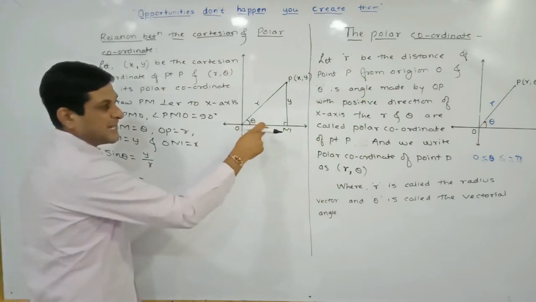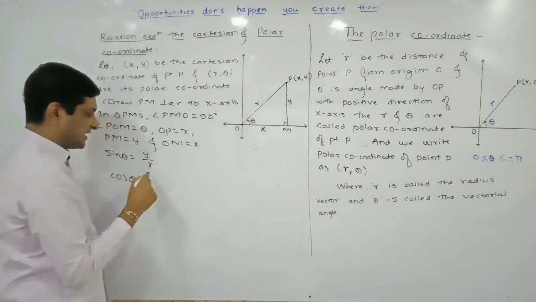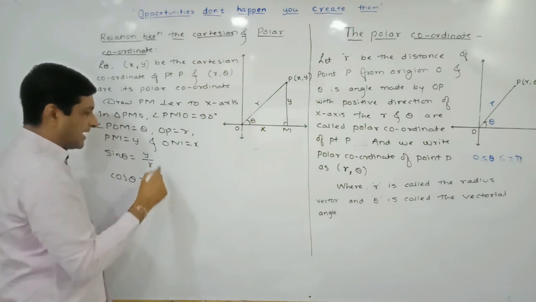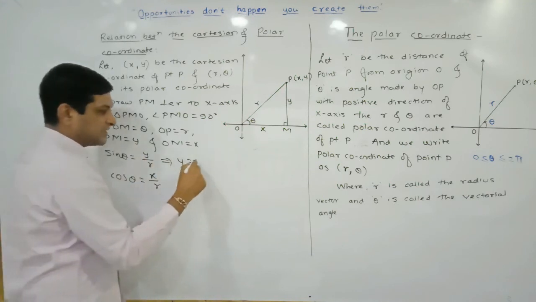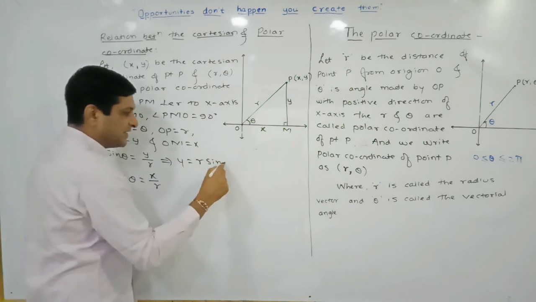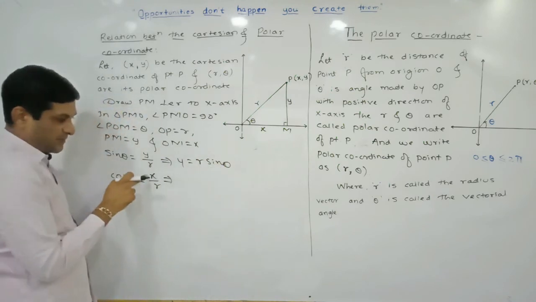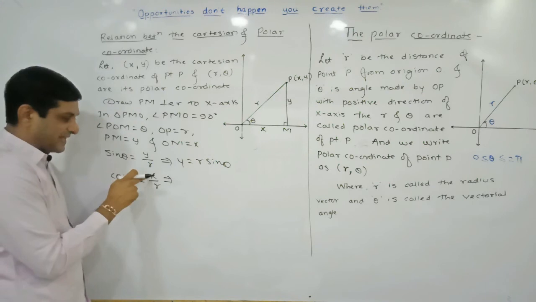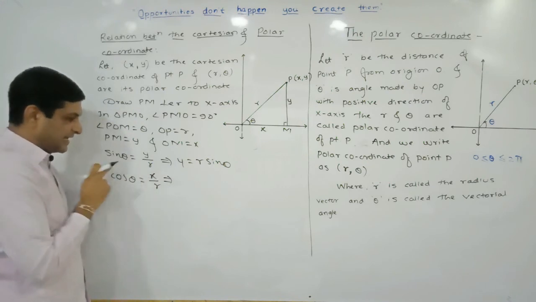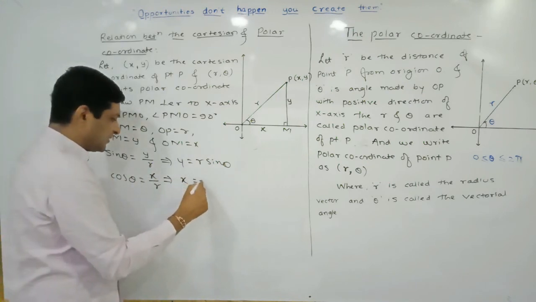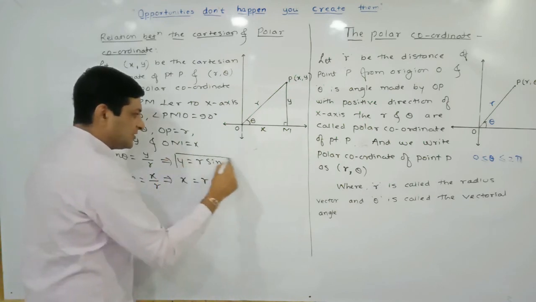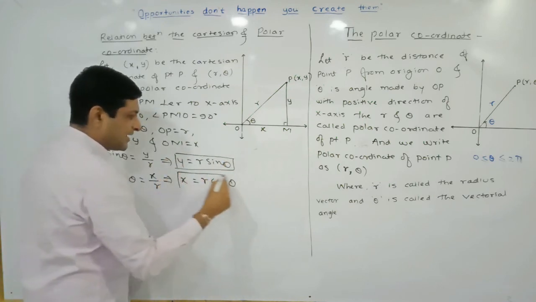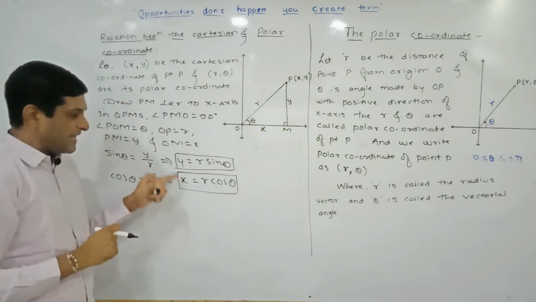Let us try to find the value of cos theta. Cos theta is defined as adjacent upon hypotenuse, which means X upon R. So this implies that Y is equal to, R will get multiplied on this side, R sin theta. From this we are trying to find the value of X. So X is equal to R cos theta, and using these two results we are able to find the value of X and Y.